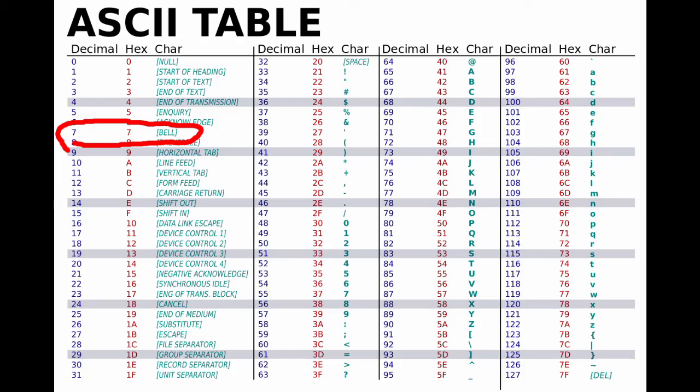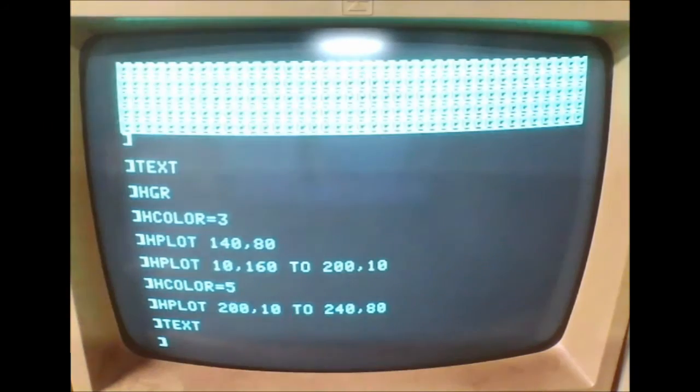So let me get back into text mode and clear the screen. Now if we print ASCII character 7, in order to access the ASCII characters, Apple has this special reserved function called CHR$, and then you pass it the decimal value. So as soon as I hit return, 3, 2, 1, you can hear the standard beep because we've asked it to print the bell character, which is an actual audio signal.